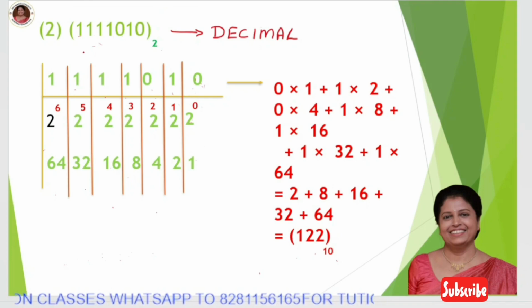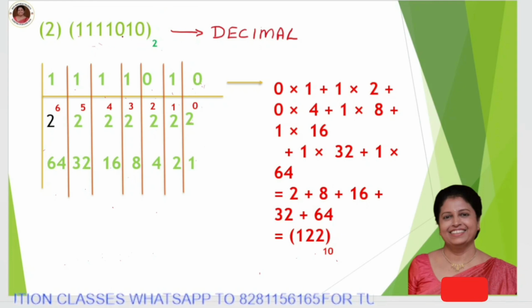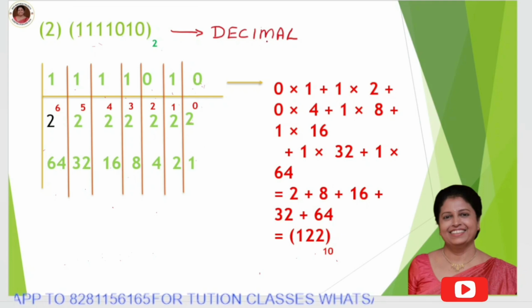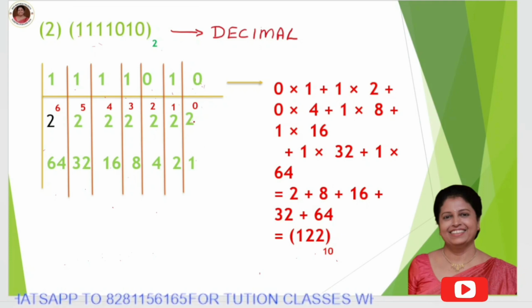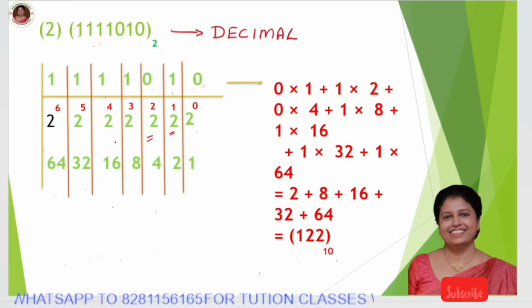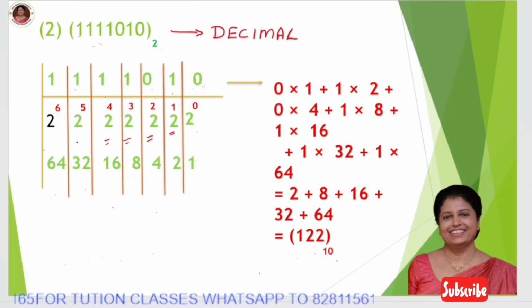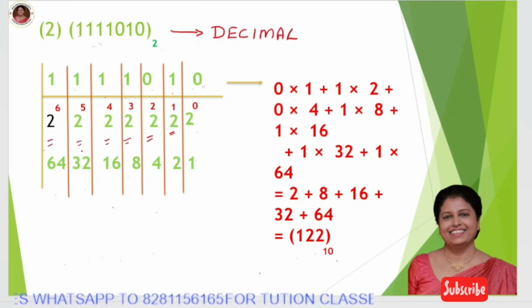Next question, it is 1111010. We have to convert this number into a decimal number. So we can write it like this, 1111010. Then we can write the positional values here. This is 2 raised to 0. Here it is 2 raised to 1, 2 raised to 2, 2 cube, 2 raised to 4, 2 raised to 5, 2 raised to 6.